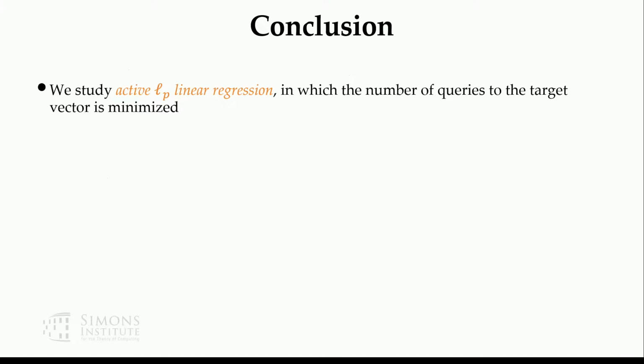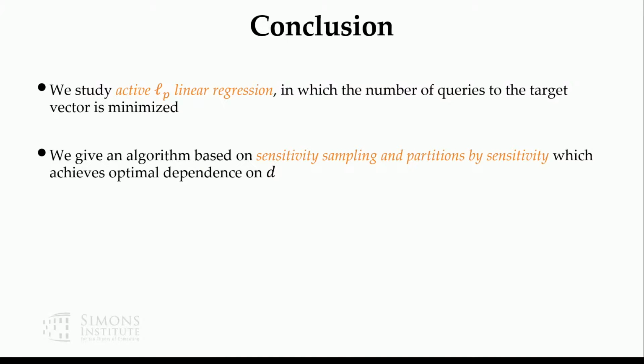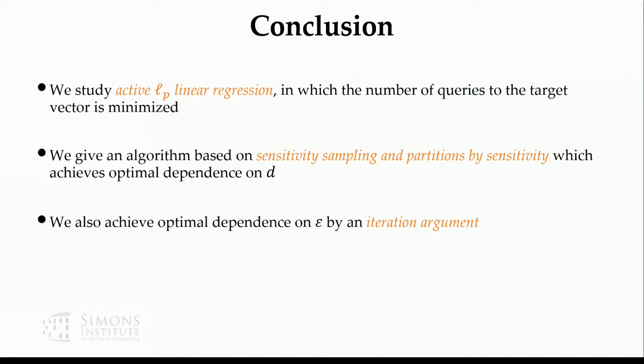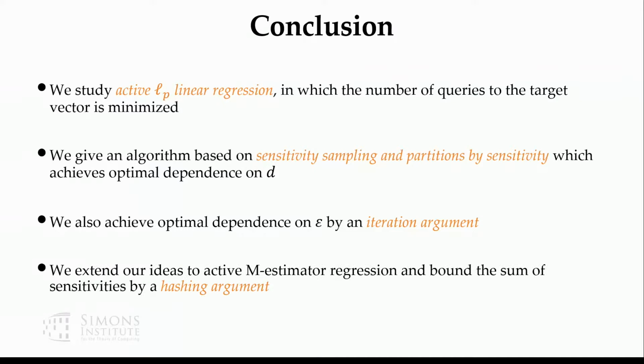So let me conclude. We study active Lp regression, in which we want to minimize the number of queries to the target vector. We give an algorithm based on sensitivity sampling with a key idea of partitioning labels of the b vector based on if they're large or small with respect to the corresponding sensitivity. This gives an optimal dependence on d. We also achieve an optimal dependence on epsilon by this iteration argument. And we extend our ideas to active M estimator regression and bound the sum of sensitivities for such M estimators using this hashing argument I briefly mentioned. So that's all. Thanks.